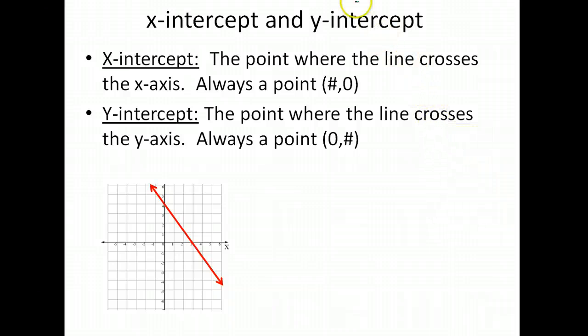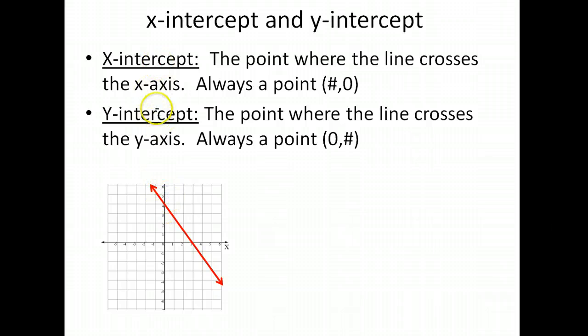Hey, let's talk about x and y intercepts on a line. An x-intercept is the point where the line crosses the x-axis. So remember, on your graph we have these bold lines. Those are our axes. The x-axis goes left to right. This is our x-axis here. Y-axis goes up and down.